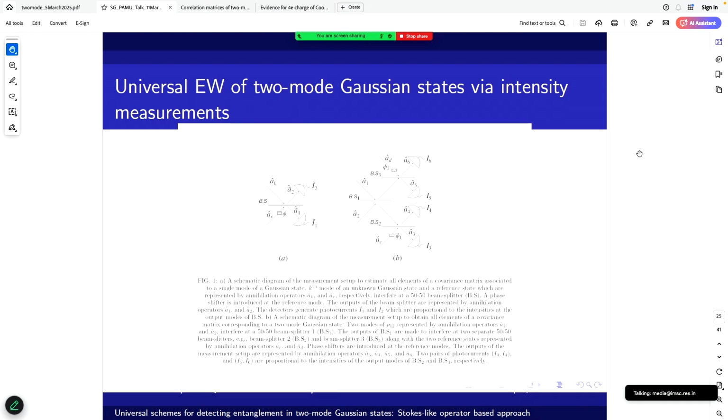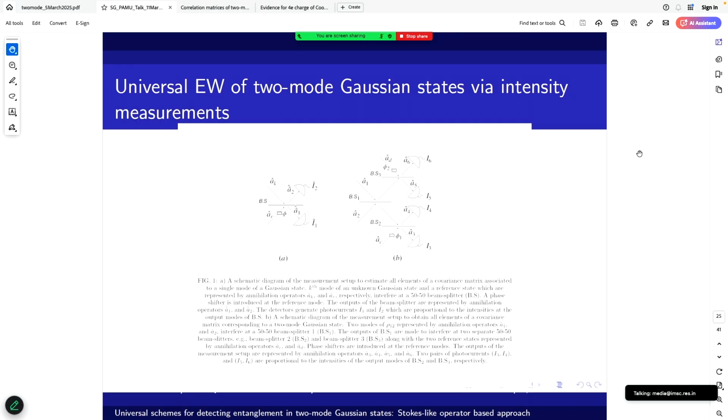So, this is basically a schematic diagram for the measurement setup to estimate all the elements of the covariance matrix associated with a single mode Gaussian state, not the two mode one. So, the kth mode of an unknown Gaussian state and a reference state, which is prepared by the annihilation operator. They interfere at this 50-50 beam splitter, and a phase shifter phi is introduced at the reference mode. The outputs of the beam splitter are represented by annihilation operators A1 tilde, A2 tilde. The detectors generate the photocurrents I1 and I2, which are proportional to the intensities at the output modes.